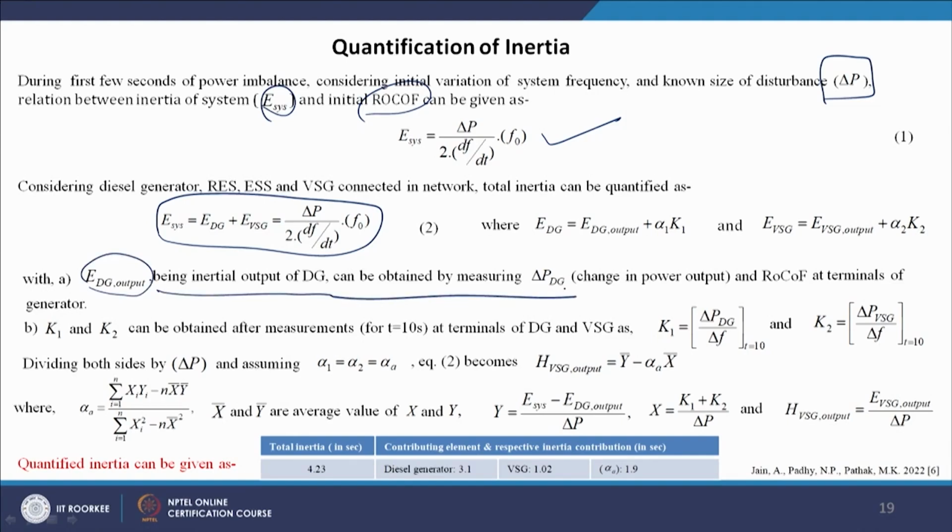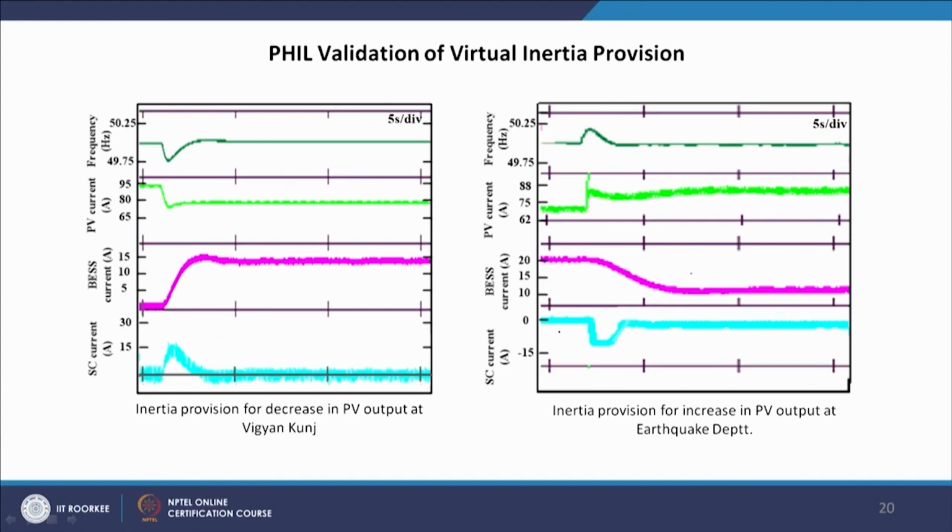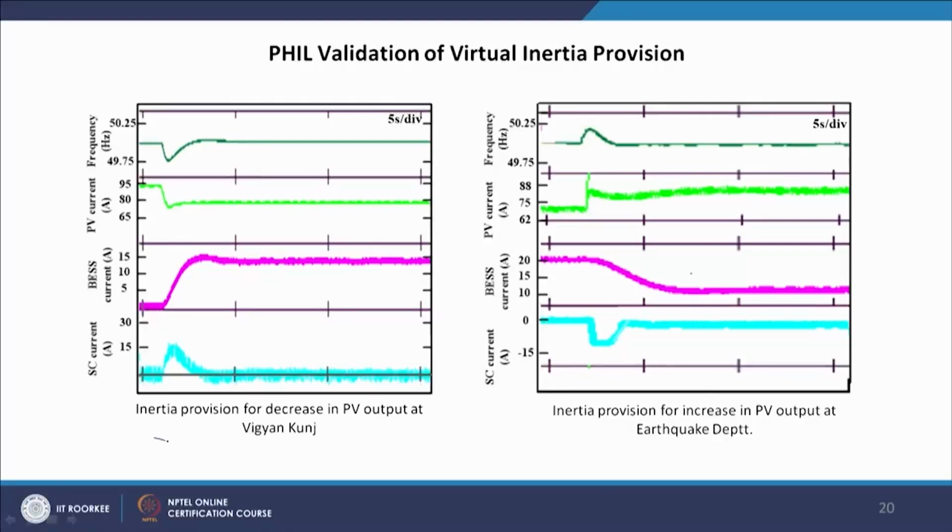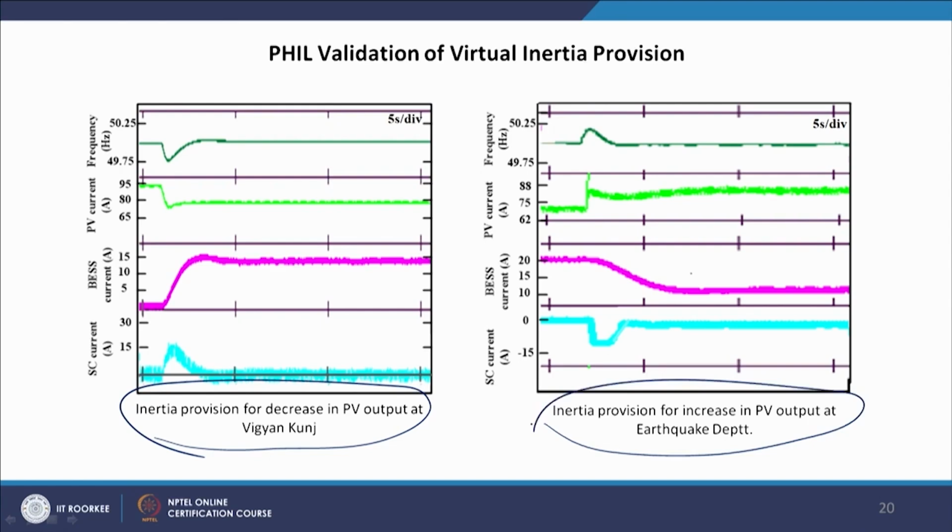The ROCOF at the terminal of the generator, K1, K2 can be obtained after measurement at the terminal of both DG and VSG. After that, mathematical modeling and PHIL validation have been carried out, with inertia provision for decrease in PV output at a specific location, and inertia provision for increase in PV output at the Earthquake Engineering Department. So, we have determined the AC current, BESS current, PV current as well as frequency. That gives clarity on how the virtual inertia provision is available to us through the PHIL validation that was carried out.